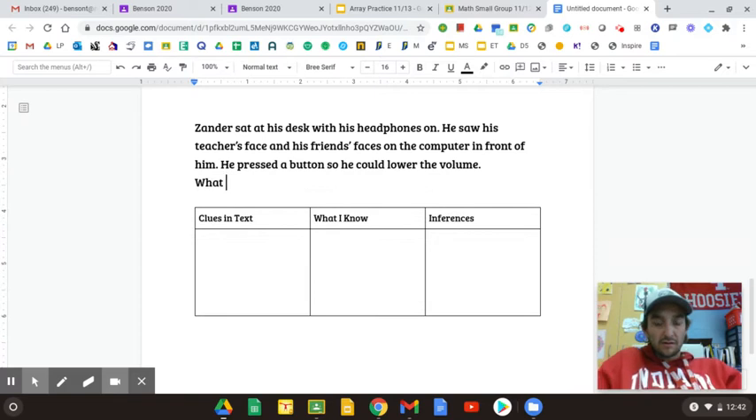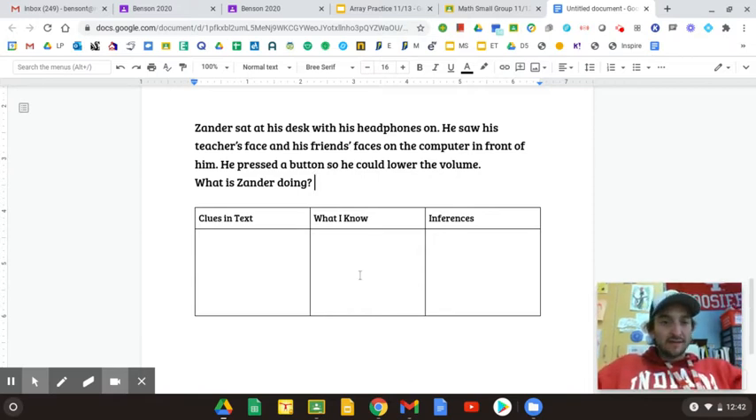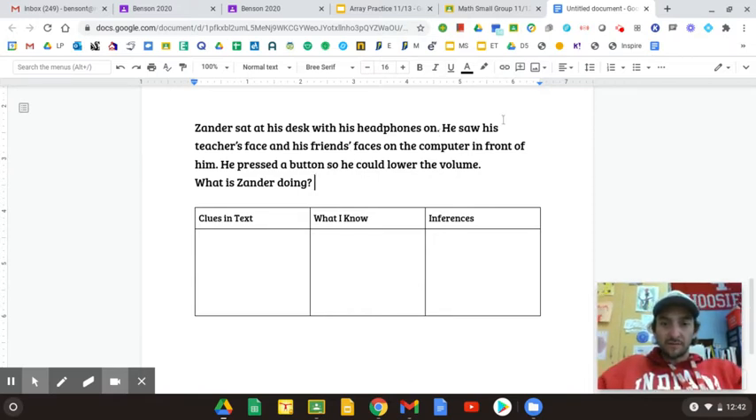Okay, so I know you guys are going to have some background experience with this one. Xander sat at his desk with his headphones on. He saw his teacher's face and his friend's face on the computer in front of him. He pressed a button so he could lower the volume. What is Xander doing? Clues in the text. We have Xander is on his computer. That's the first thing we know.